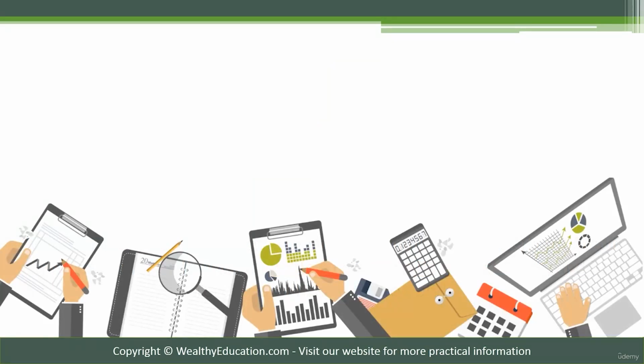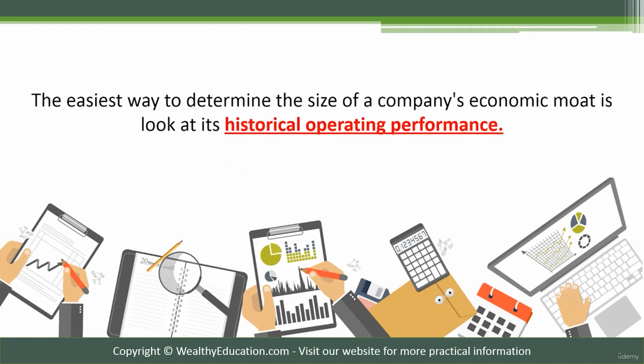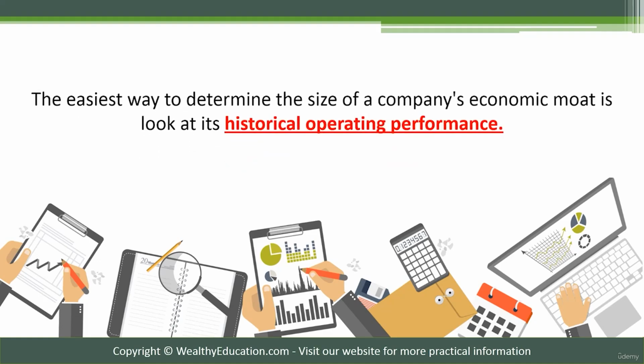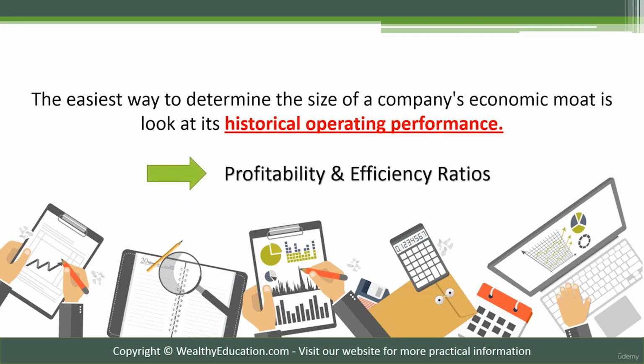Remember that a competitive advantage is essentially any factor that allows a company to provide goods or services that are similar to those offered by its competitors, and at the same time, outperform those competitors in profits. So the easiest way to determine the size of a company's economic moat is to look at its historical operating performance. To evaluate a company's operating performance, you can use some profitability and efficiency ratios.